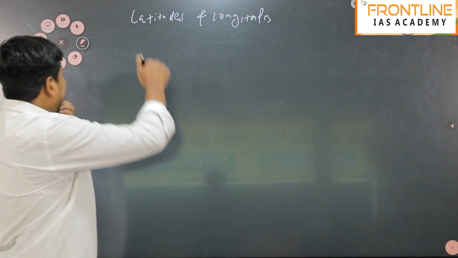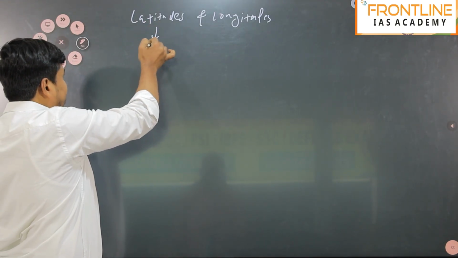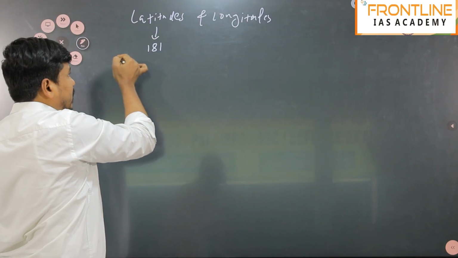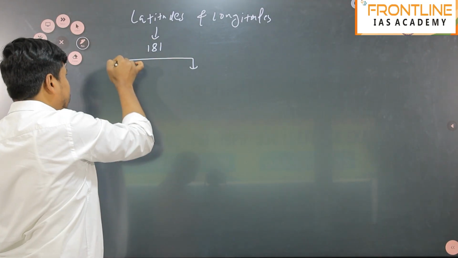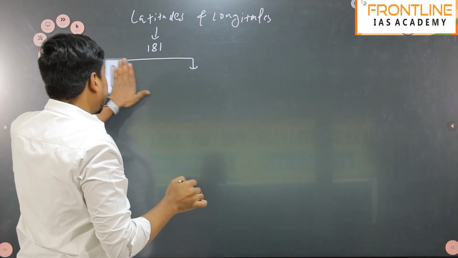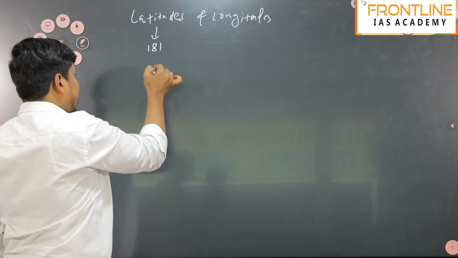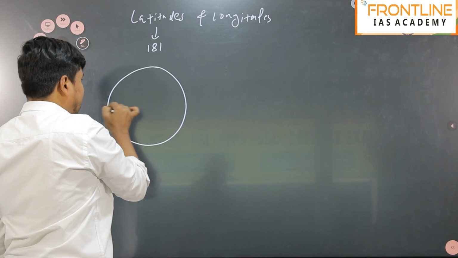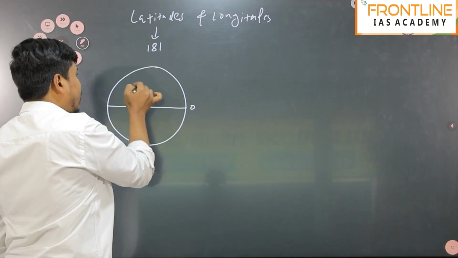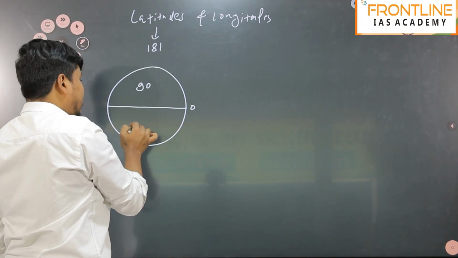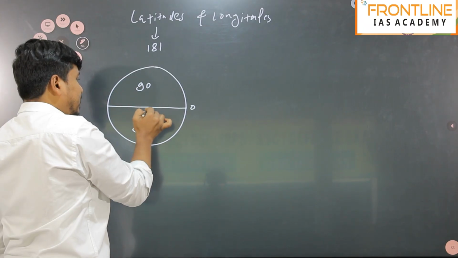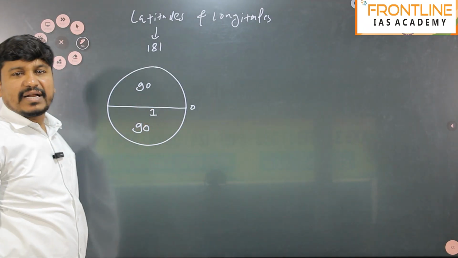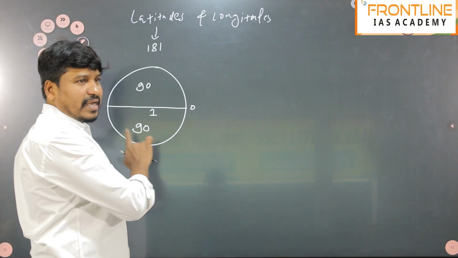Very good. And here, in total there are 181 latitudes. Out of 181 latitudes, 90 latitudes are in the northern hemisphere. Listen carefully. So this is the earth and this is the equator, the 0-degree equator. We have 90 latitudes in the northern hemisphere, 90 latitudes in the southern hemisphere, and one is in the middle. In total we have 181 latitudes.